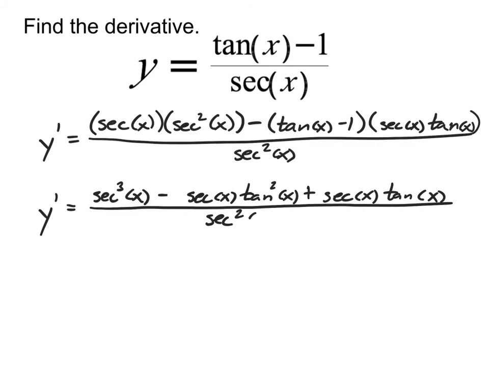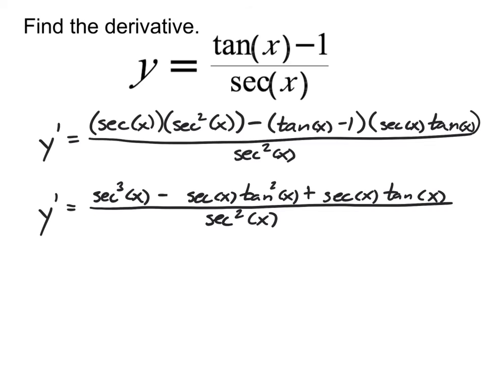All over secant squared of x. All right, so now that we got rid of all the parentheses, is there anything we can simplify here? Yeah, it looks like there is a little bit of simplification we can do. Because on the top, I don't see any like terms that I can add or subtract, because they all have secants in them, but they're not all times the same thing. Like these two have tangent in them, but one's a tangent squared, the other one's a tangent, so we can't just add them.